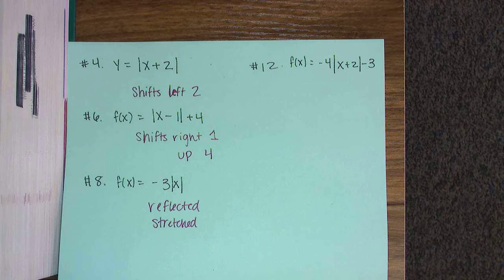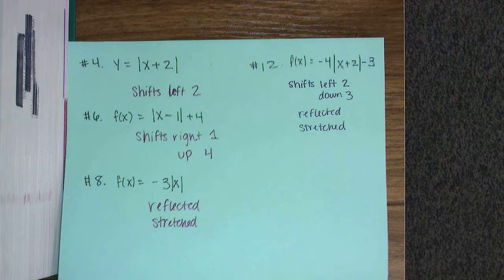So, what is the first thing happening here, Joel? Stretched and reflected, Taylor? Left 2, down 3. Yes. But it's the absolute value of that.